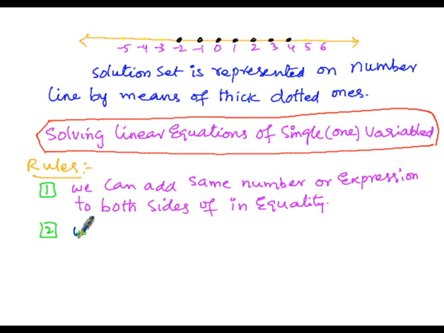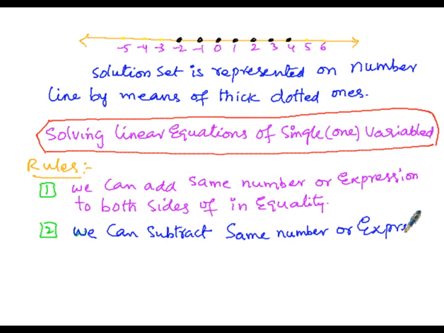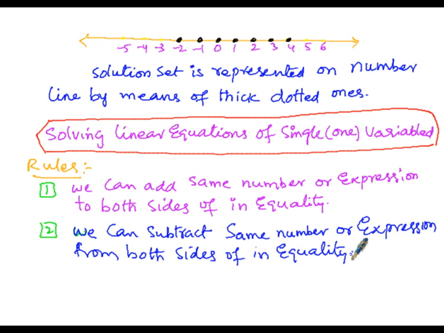So, here we can subtract the same number or the same expression from both sides of the inequality. Then the third rule is this.